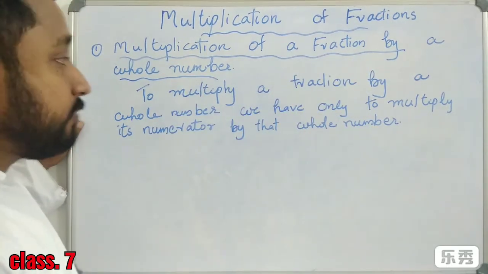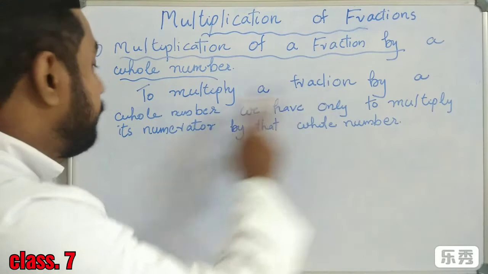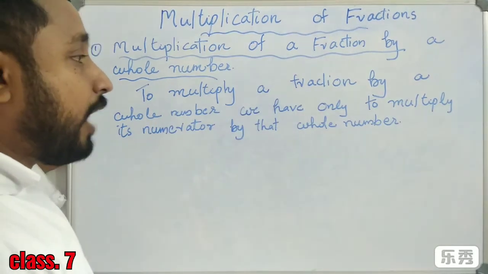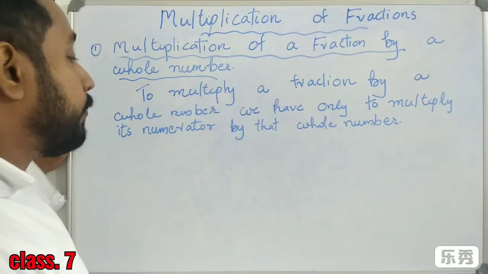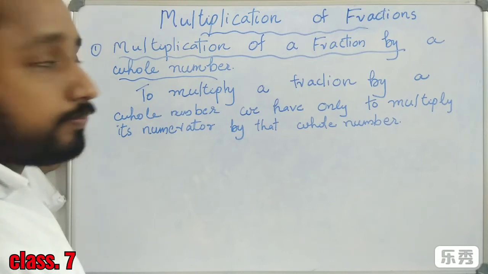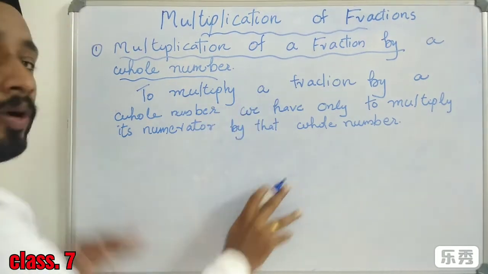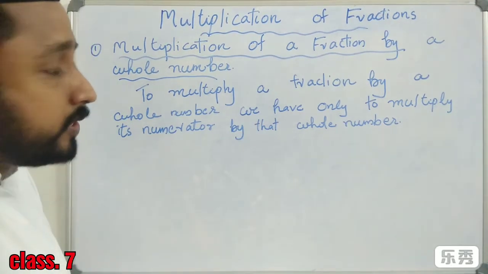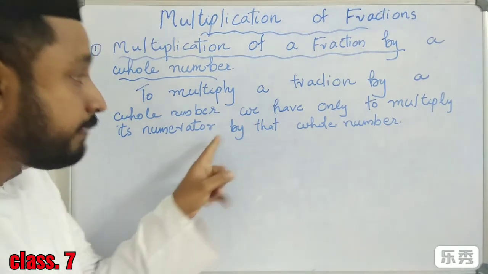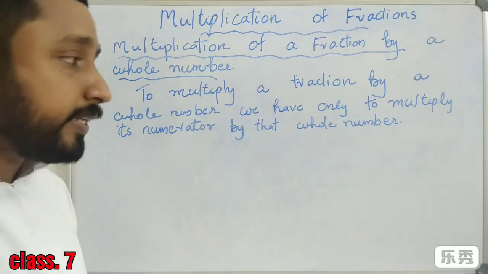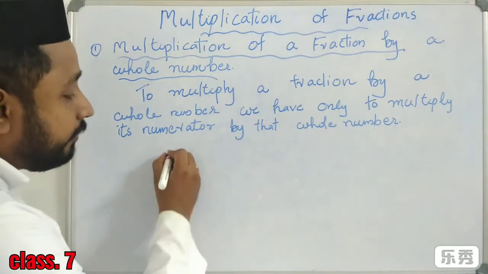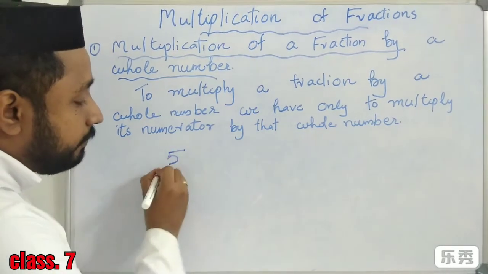The rule is that to multiply a fraction by a whole number, we have only to multiply its numerator by that whole number. For example, 5 is a whole number, isn't it?